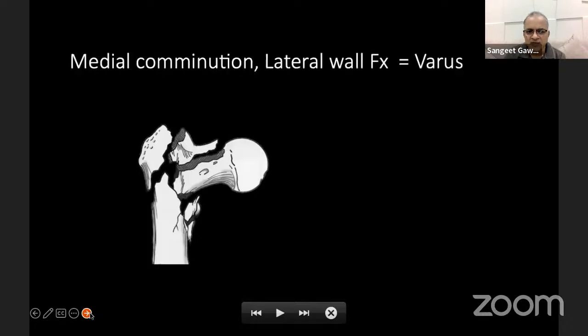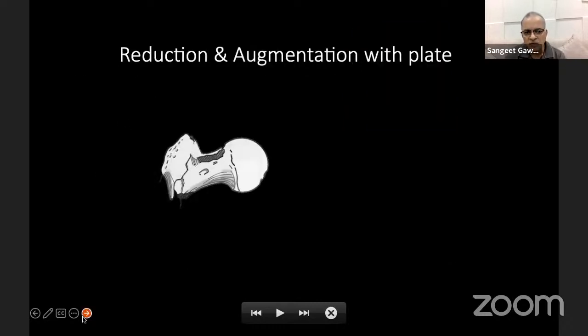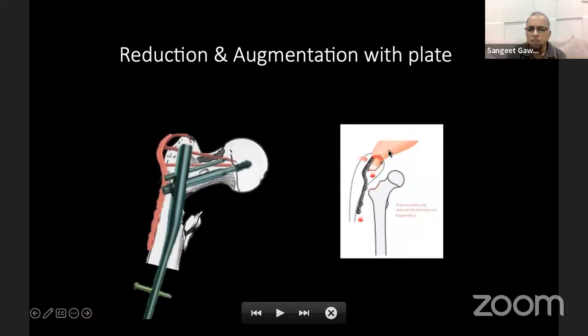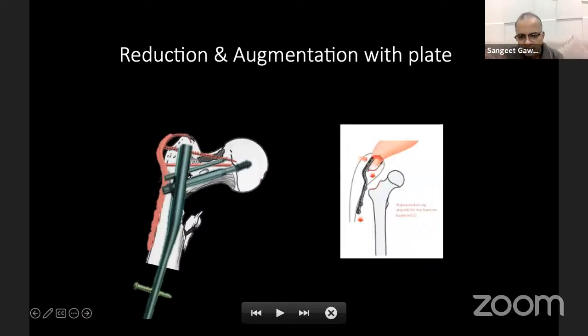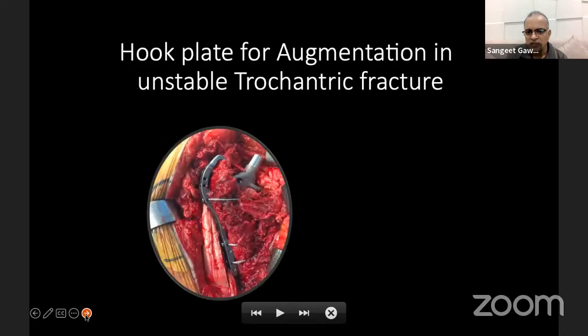In a situation like this, where there is too much instability, the lateral wall is broken, the medial wall is comminuted, and the head is in varus, the best implant is something which can neutralize the gluteus medius. Once you reduce the trochanter and the neck and give a valgus, just ignore the medial gap, put an intramedullary device like this, but that will not take care of the instability. So what you need is a lateral plate which can pull or neutralize the gluteus medius which is attached to the trochanter. This can best be achieved by using a hook plate over the implant. So a combination of that is the one which is most stable, I feel.